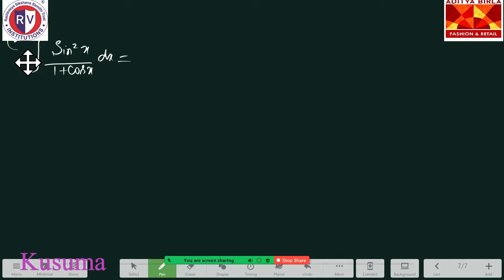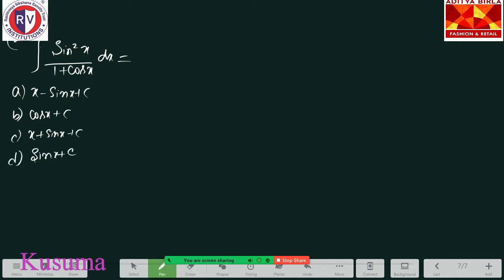So this was also a question in the year 2015, and the options are given to be: A, x minus sin x plus c; B, cos x plus c; C, x plus sin x plus c; and option D is sin x plus c. Okay. So let I be equal to the integration of sin square x divided by 1 plus cos x dx.